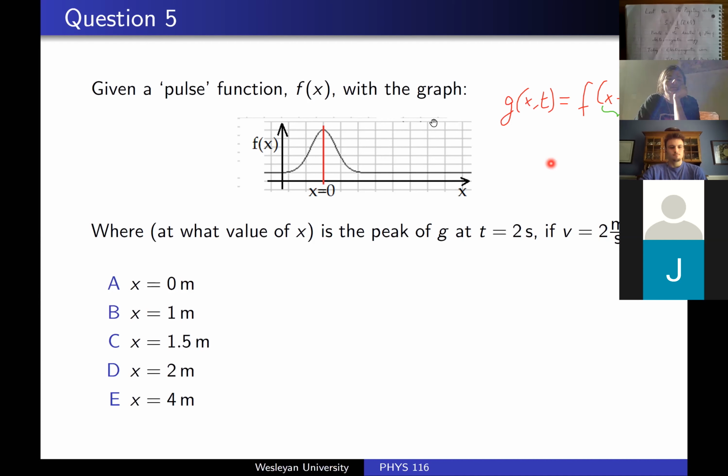This is the great thing. f of x minus vt doesn't even have to be this particular graph. Any function of x, if you replace x with x minus vt, becomes that same graph, but now constantly traveling in the direction of increasing x. So this is the solution to the wave equation.